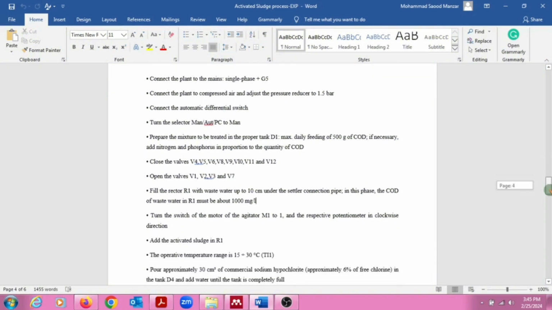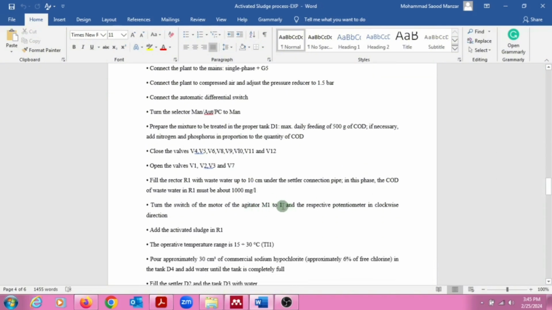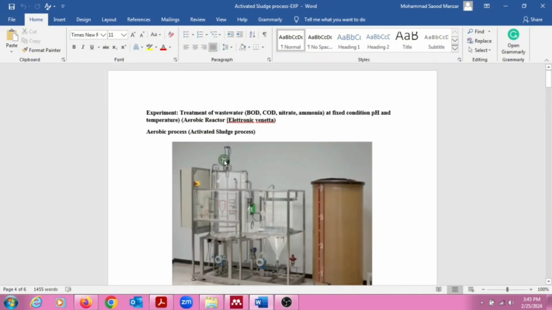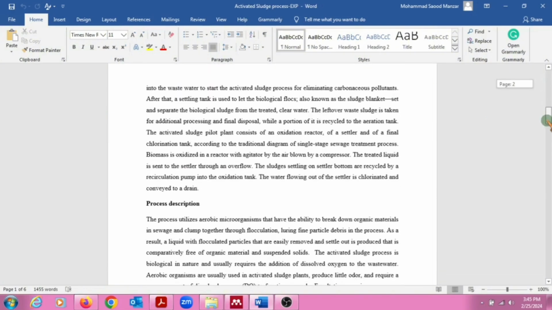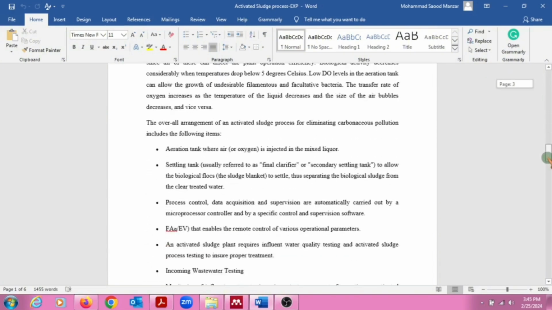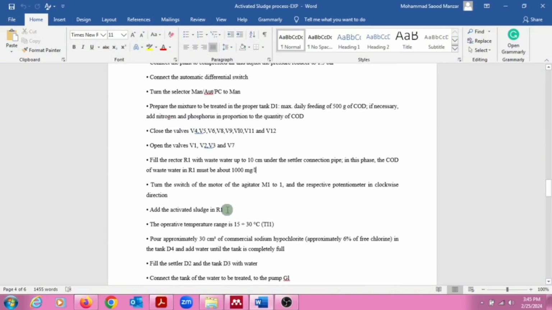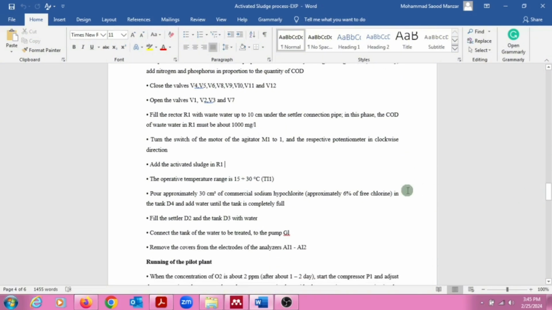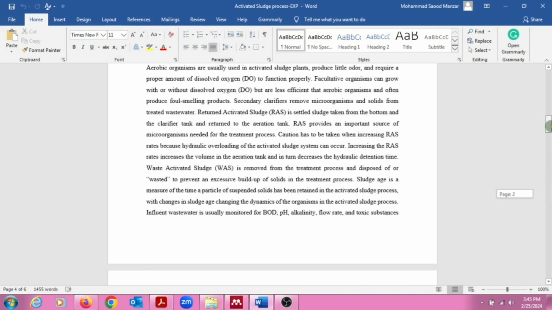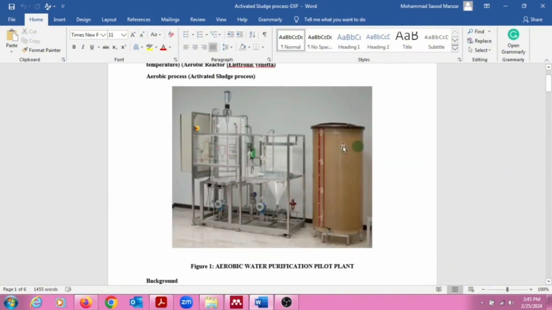Okay, and then we have to turn on the switch of the motor, and then we have to switch on the agitator, which is here, this is our agitator, and this is connected with the main switch. So make sure it is turned to 1. So 0 is for closing, and at M1 it will start. And then we have to add the activated sludge in the reactor. So make sure we add all of it. Now the temperature should be, the minimum is 15 and the maximum is 30. And also make sure that we have added the disinfecting agent. I told you earlier that it is somewhere here.